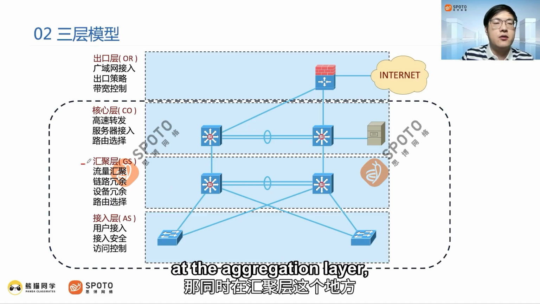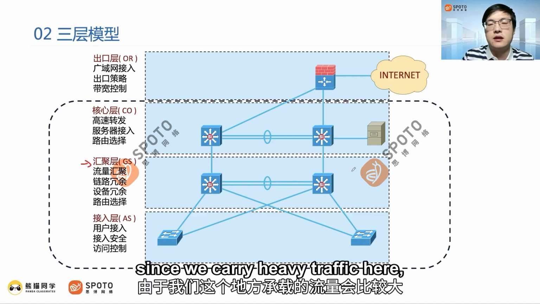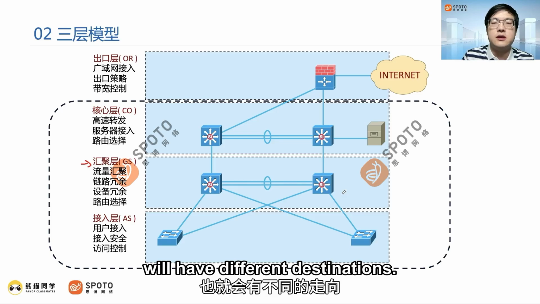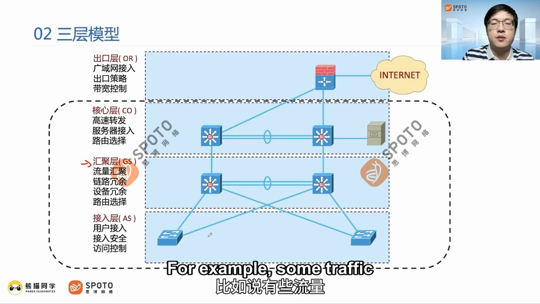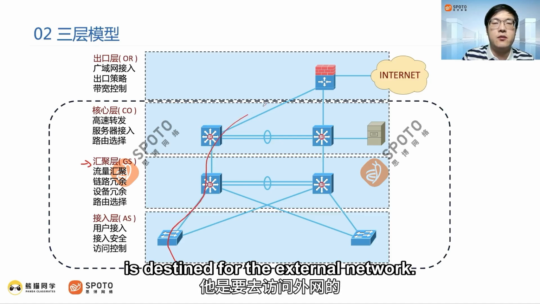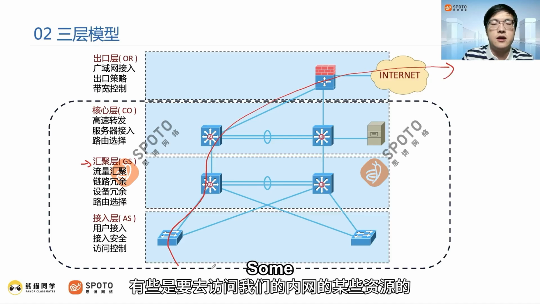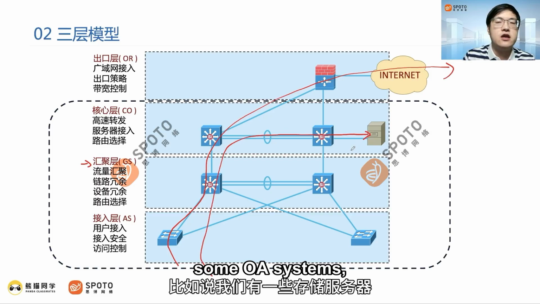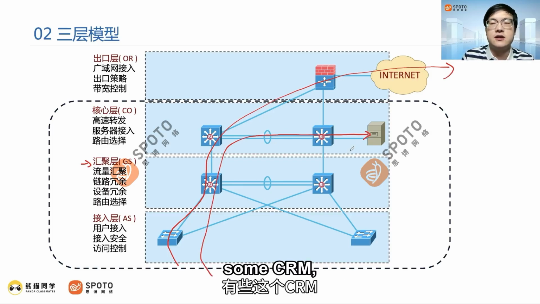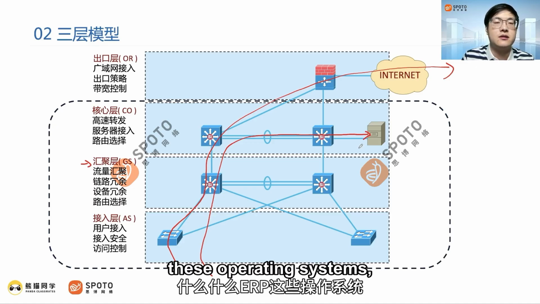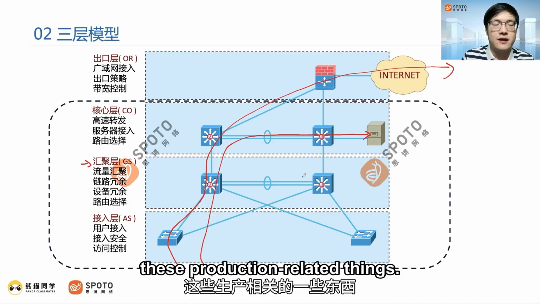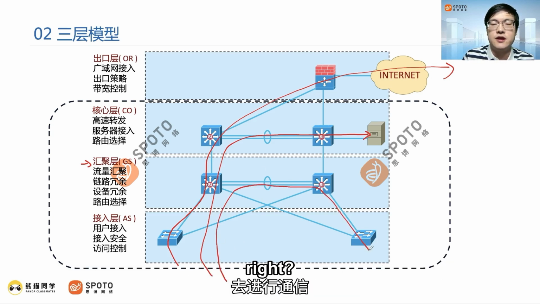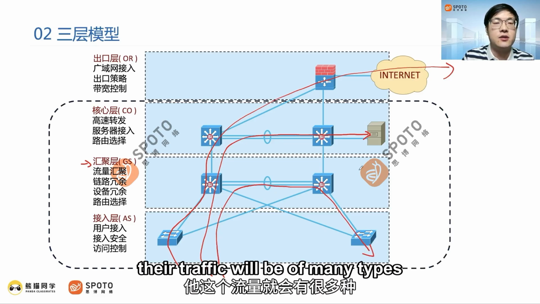Meanwhile, at the aggregation layer, since we carry heavy traffic here, usually this traffic will have different destinations. For example, some traffic is destined for the external network, and some is destined for accessing certain resources on our internal network. For example, we have some OA systems, some CRM, some ERP, these production-related things. And also, they need to communicate with internal colleagues. Their traffic will be of many types.